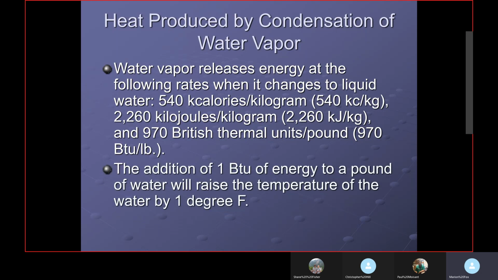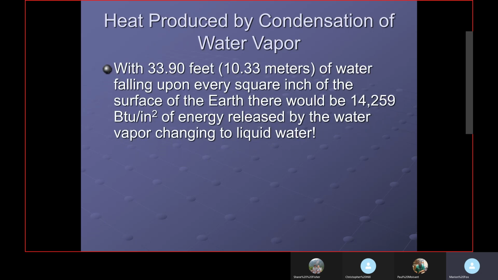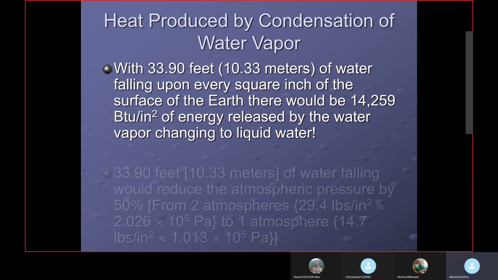In addition, 1 BTU, British thermal unit of energy, added to a pound of water would raise the temperature of the water by 1 degree Fahrenheit. The other units would raise it 1 degree Celsius for that amount of energy. With 33.9 feet, that would be 10.33 meters of water falling on every square inch of the surface of the Earth, it would be 14,259 BTUs per square inch of energy released by the water vapor changing to liquid water. That's a lot of heat.